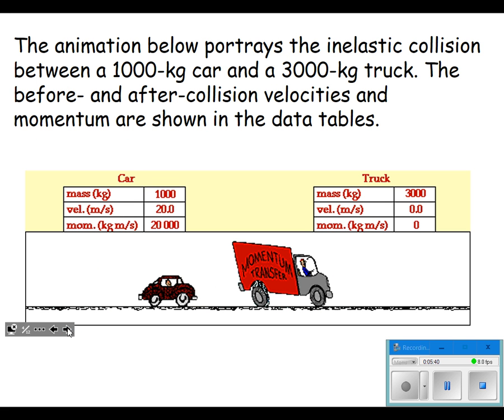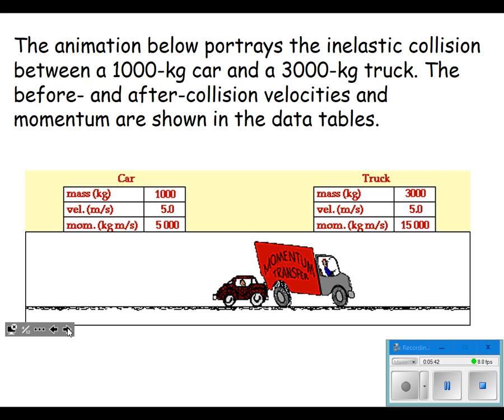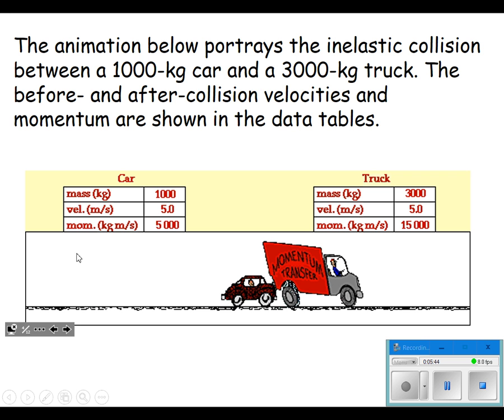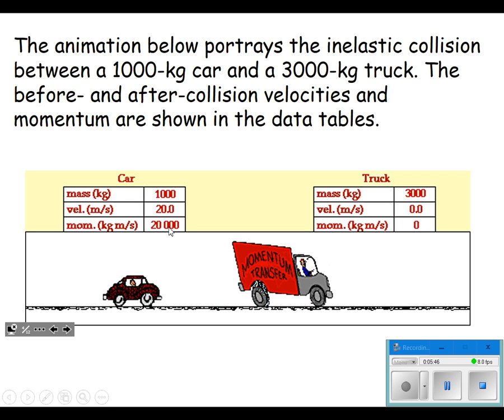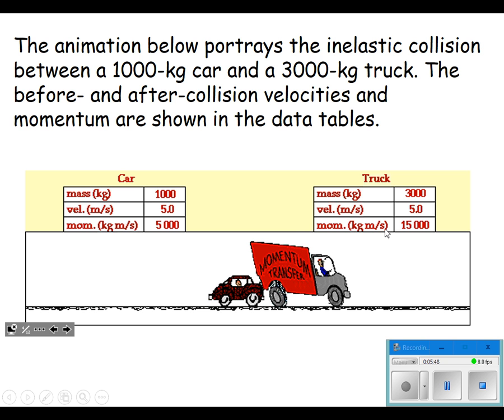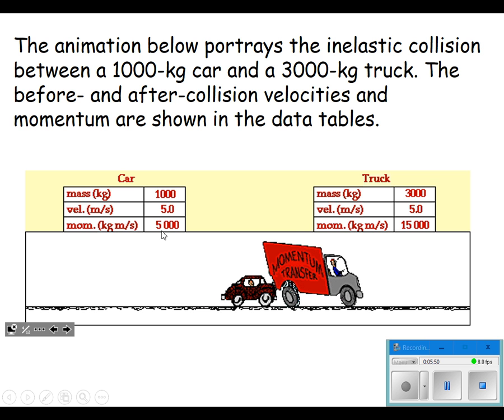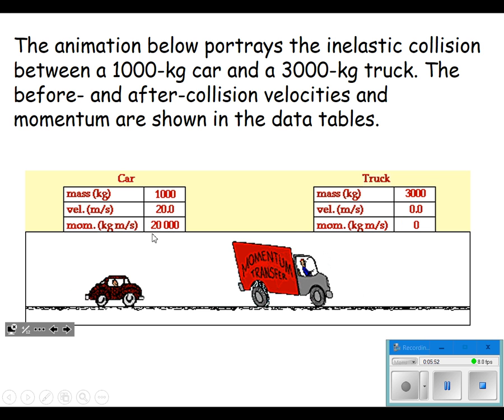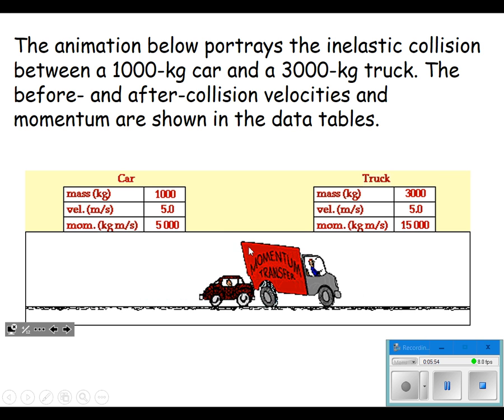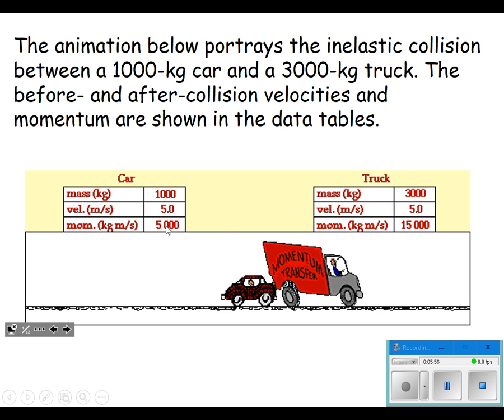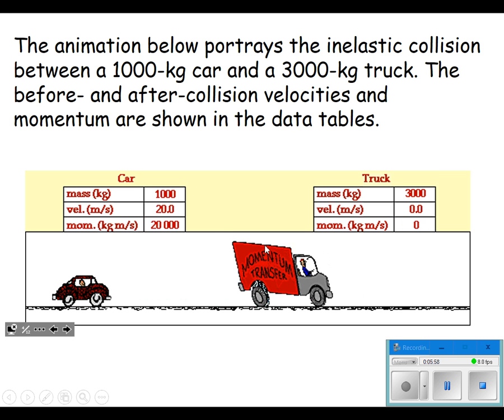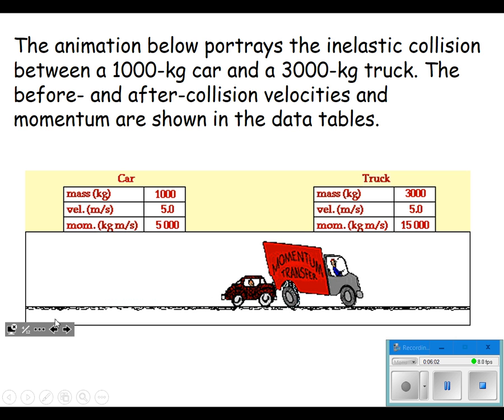So with the animation here, we have inelastic because they stick together. But notice I have 20,000 units of momentum, and afterwards I have 5 and 15 because it's 20,000 and 0. So it's 20,000 overall. Afterwards it's 15 and 5, which is 20,000 overall. So ultimately it has to be conserved.